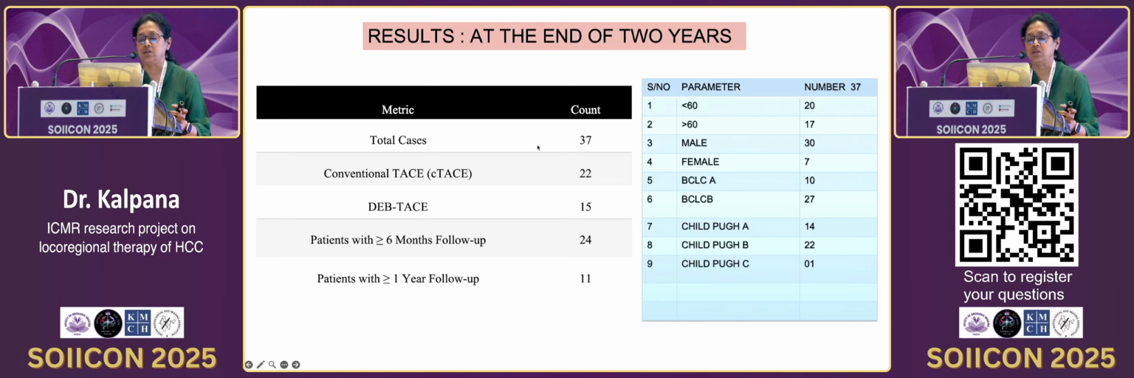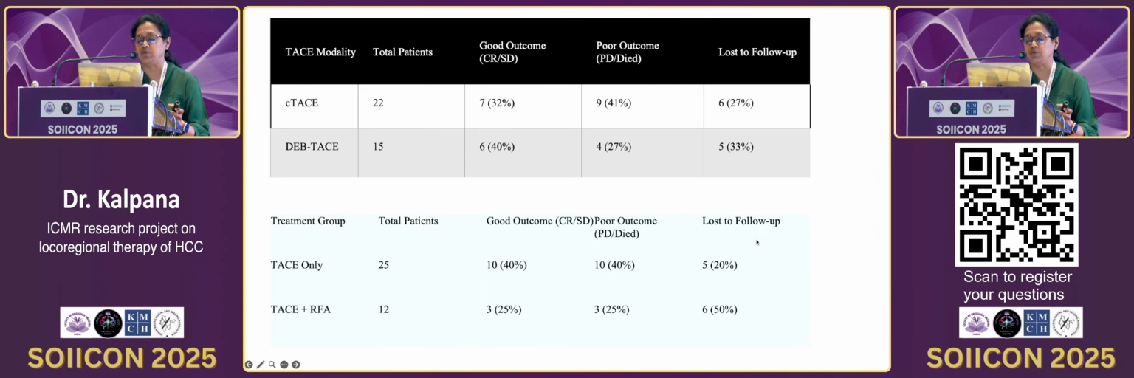So at the end of 2 years, we have done about 37 patients, and 22 patients received conventional TACE and 15 patients received DEB TACE. And with more than 1 year follow-up, we have about 11 patients. Most of our patients were male, and most of them are BCLC-B classification, and most of them in the Child-Pugh B stage. If they are Child-Pugh A, then they have a better prognosis.